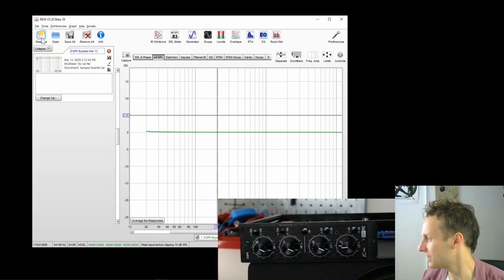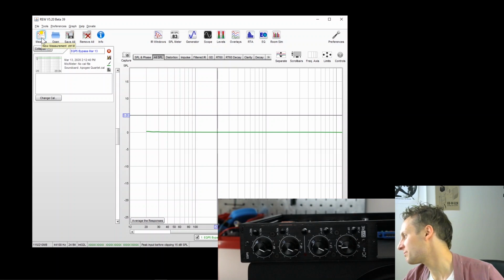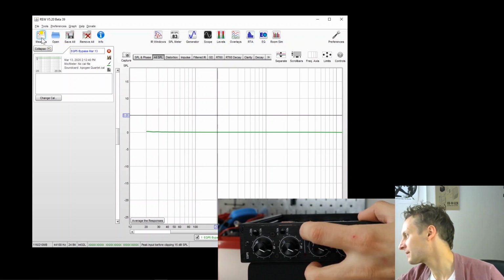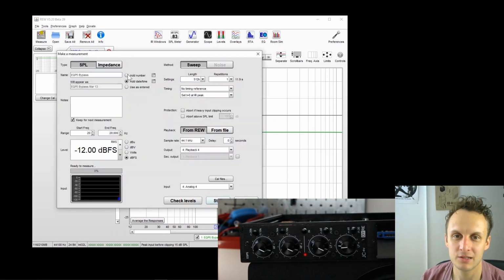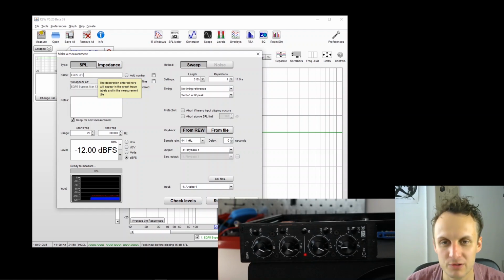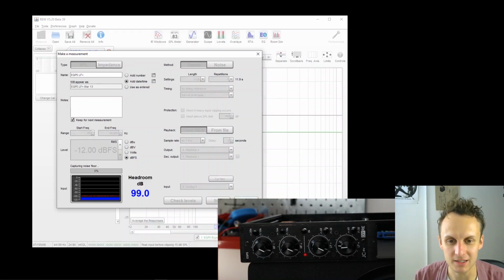Let's do one not in bypass. So I've got the low frequency boost turned up about halfway here. I'm going to go ahead and engage the unit. And let's go to measure again. And all I'm going to change this time is the name. Just changing it to EQP5 low frequency plus, whatever you want. And let's see what that does.